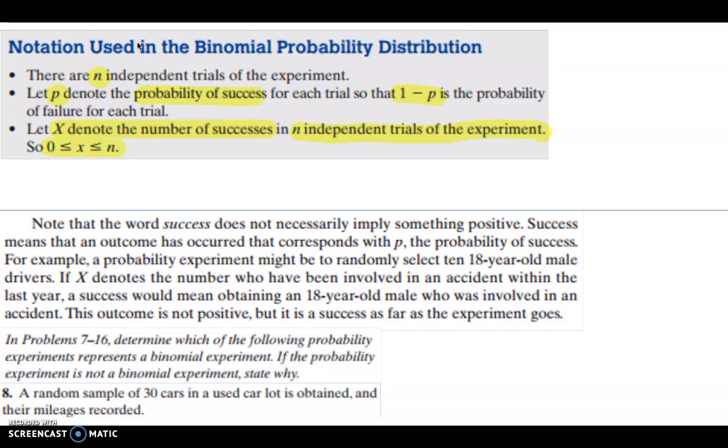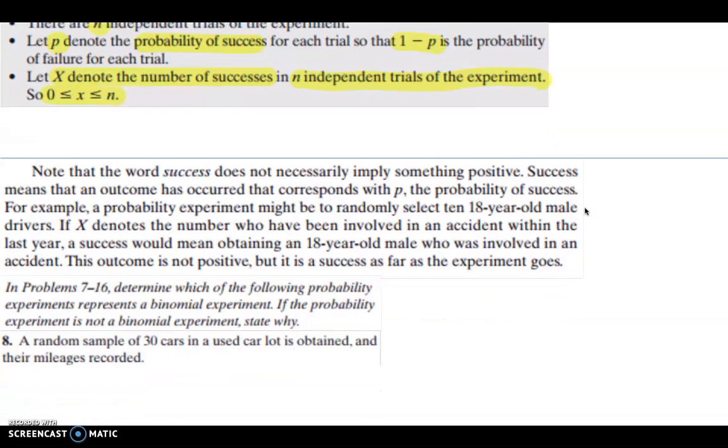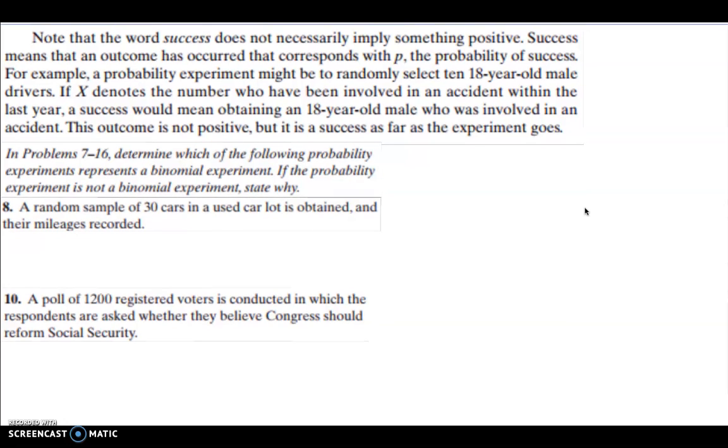So x, whatever we're looking at, say the probability that we get exactly 3, has to be somewhere between 0 and n. So if we do 26 trials, you can't ask what's the probability of getting 28, because the actual number of times something occurs can't be more than the actual number of trials that we look at.